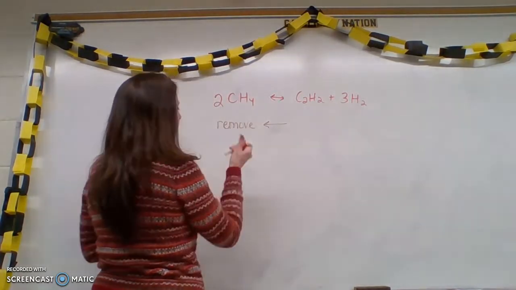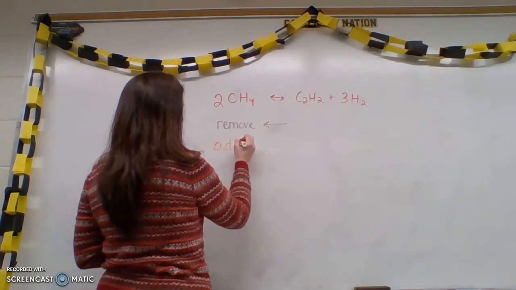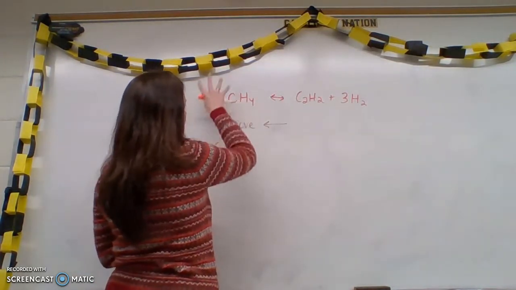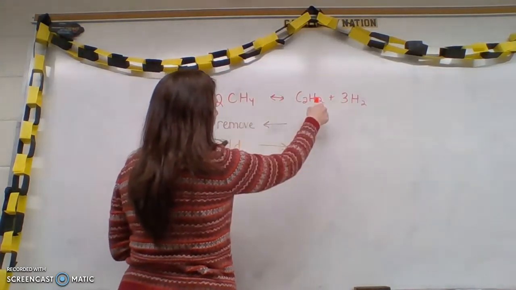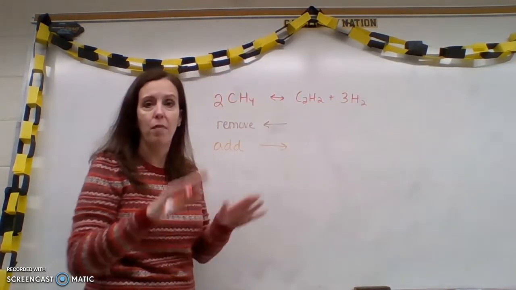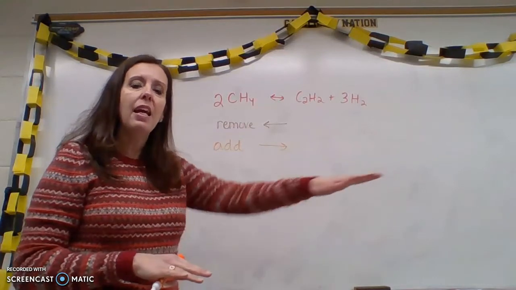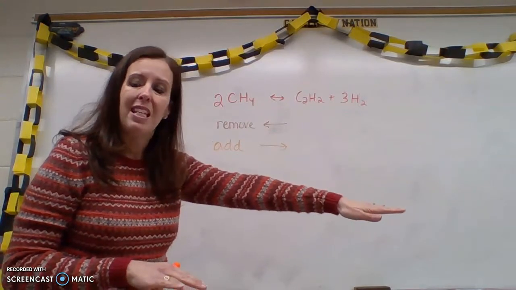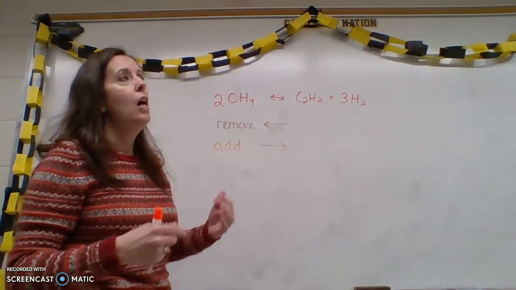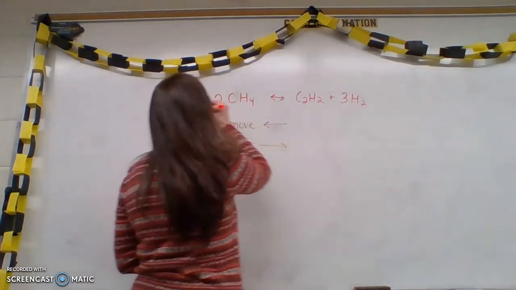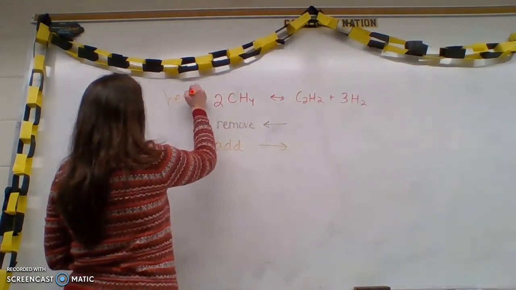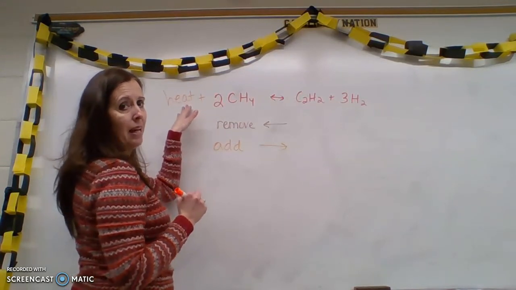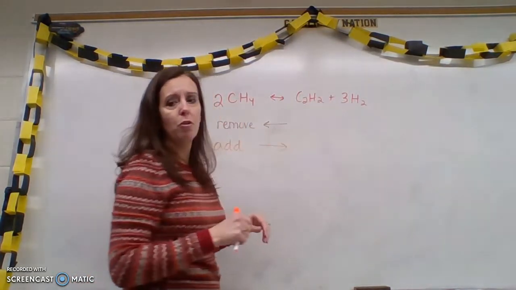If I added something to that side, that would mean this side's getting bigger. I would shift and make more of this. So I would shift right and make more of that so it would become equal again. Think of it as being on a seesaw and Biggie gets on and you're trying to level the seesaw back out. Okay? Temperature. If this is endothermic and heat's over there and I heat it up, that means this side's getting big. So it would shift to the other side.